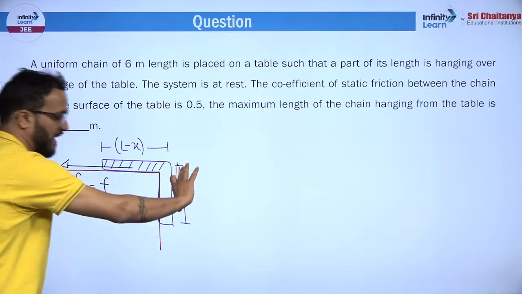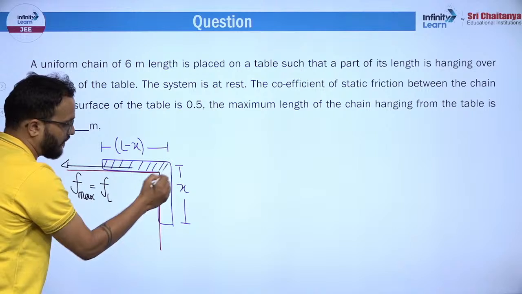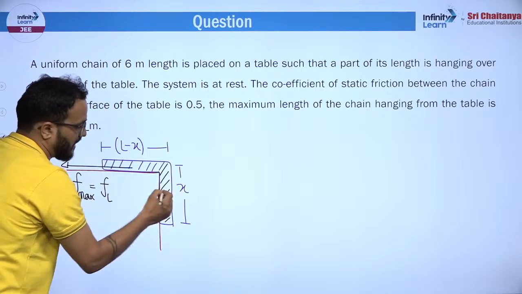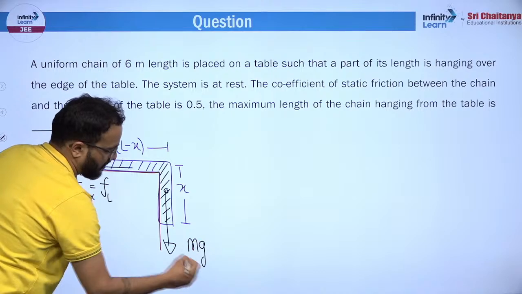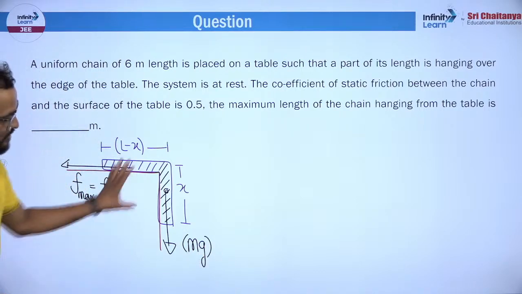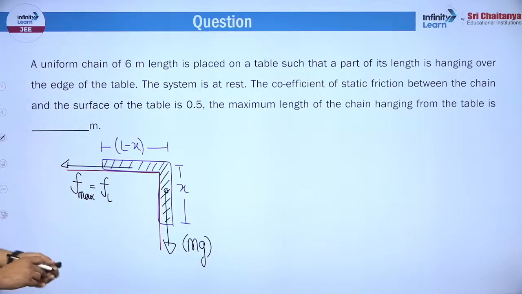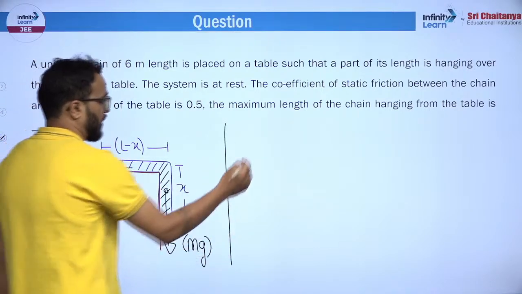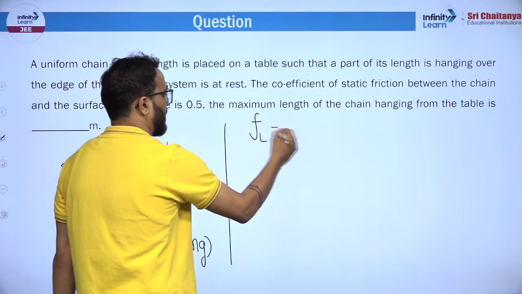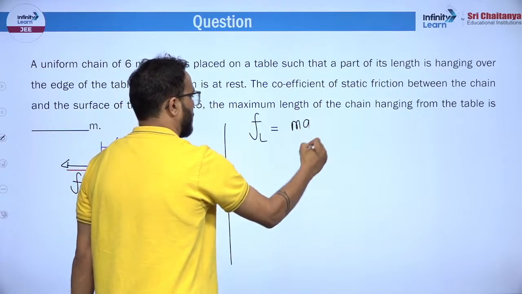Why? Because we want to find out the maximum length of the rope that can hang from here. And what is the force that is acting here downward? It will be mg. What is the small m? Small m is the mass of this hanging portion only, right? I hope it is clear. So let's begin. So we will say that this maximum limiting value must be equal to mg.